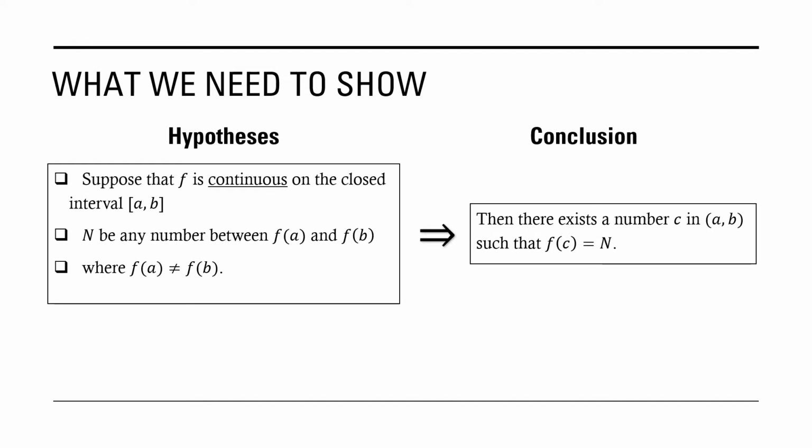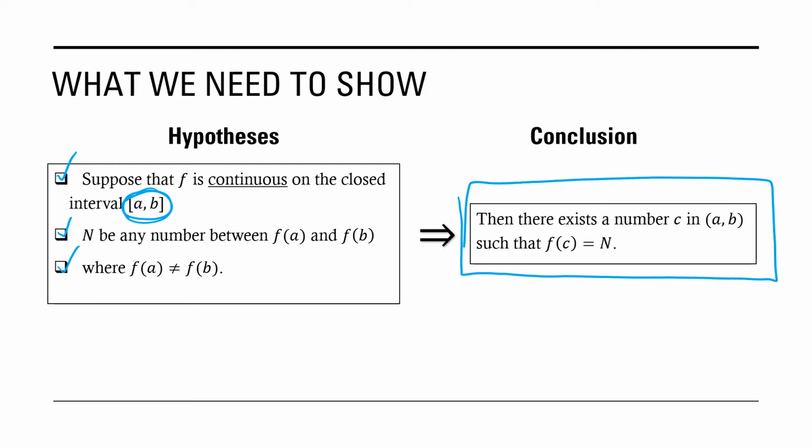So again, we need to find a continuous function, an output between f of a and f of b for that interval where our function is continuous, and f of a cannot equal f of b. If we can show those things, then we can conclude that there exists a number c in (a, b) such that f of c is equal to n.